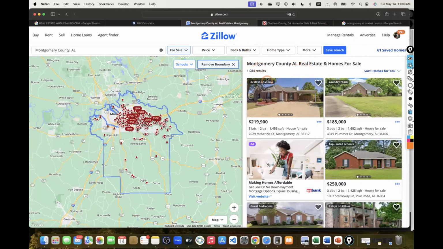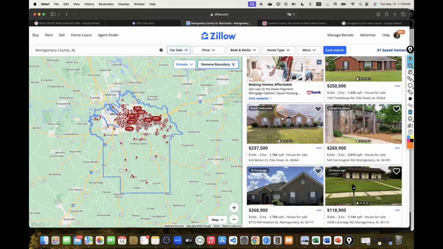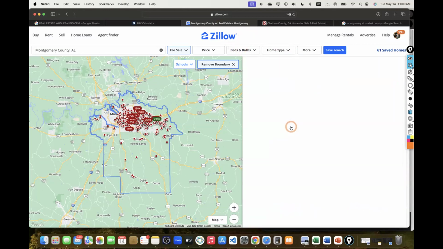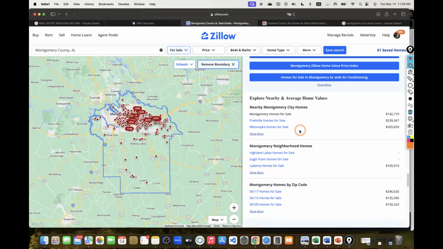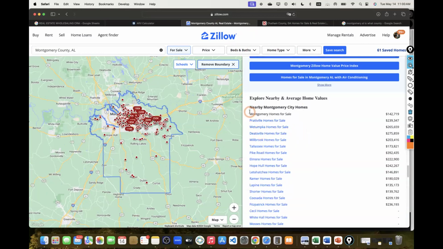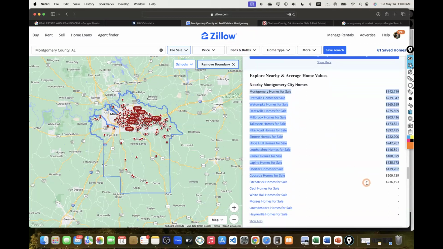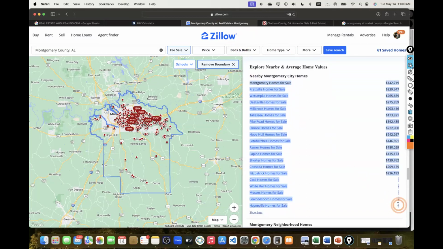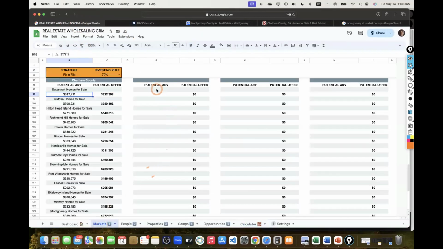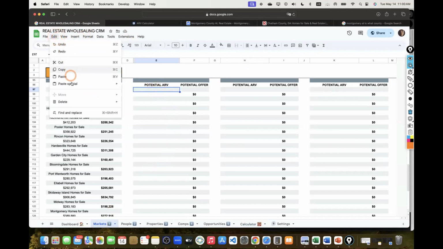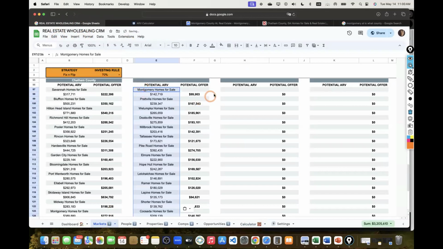And again, same thing. I've got to go through a new market, go through the entire process of analyzing this. So I'm going to go through Zillow, pass all of the properties, and analyze this data over here to see what my market is telling me. I'm going to copy all this information, go back to my market's CRM, paste all of these values, and let's see what I'm able to get.